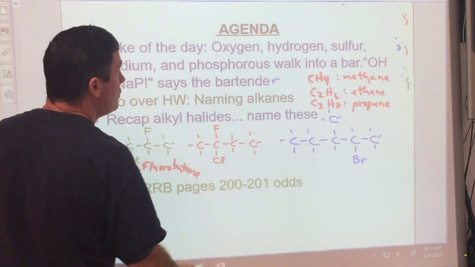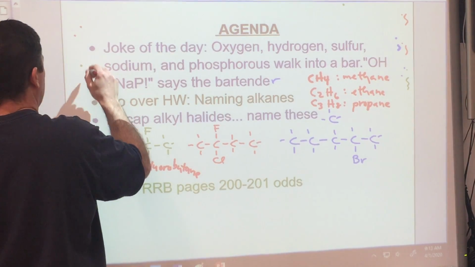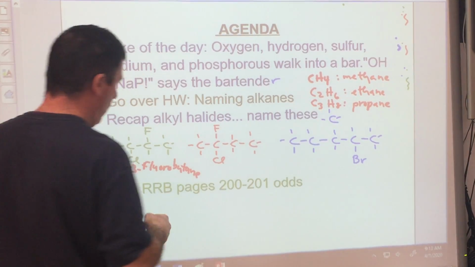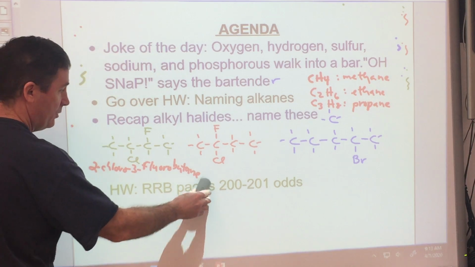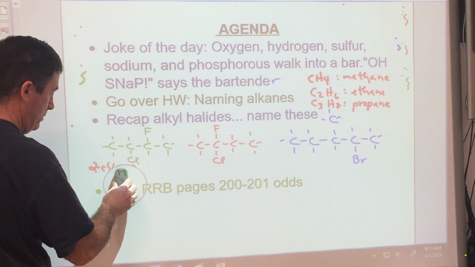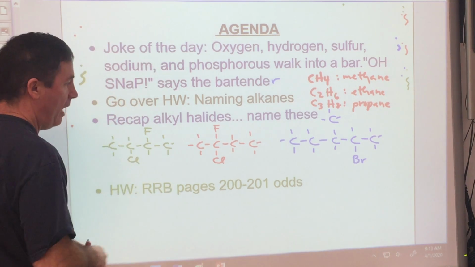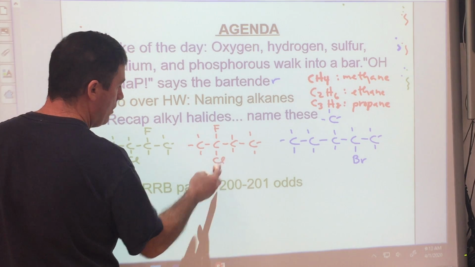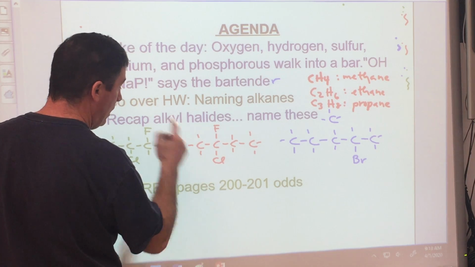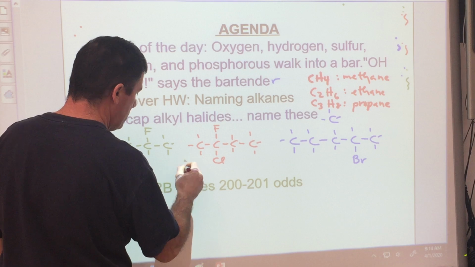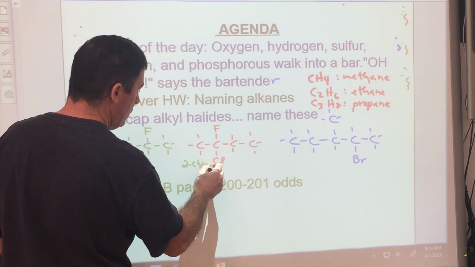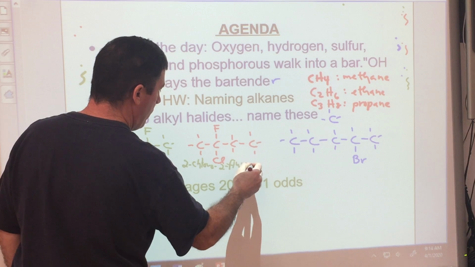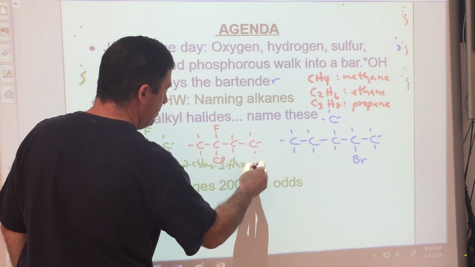All right, let's try this one. I'm going to erase this to get more room. All right, how about this one? Chloro and fluoro on the same carbon, so it's 2 each time, right? So this one's 2-chloro. I still start with the one that's lower alphabetically, and 2-fluoro. And it's still butane.